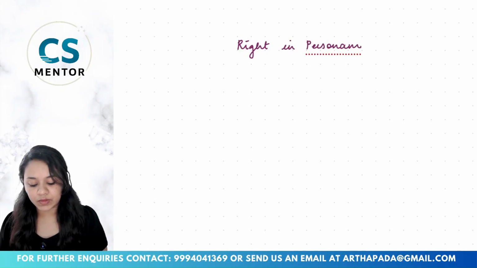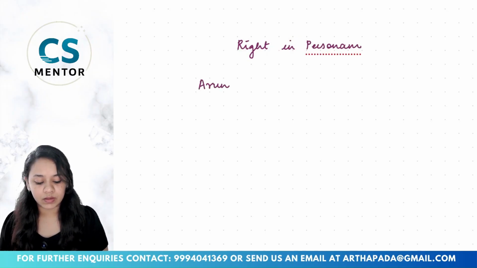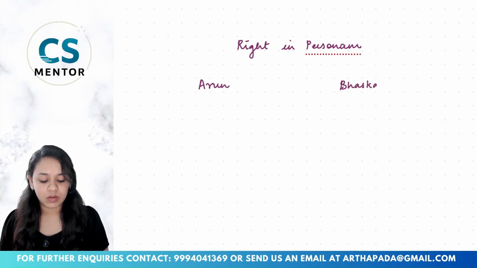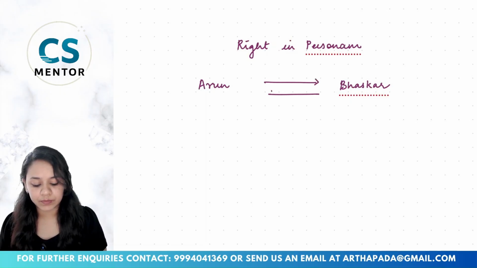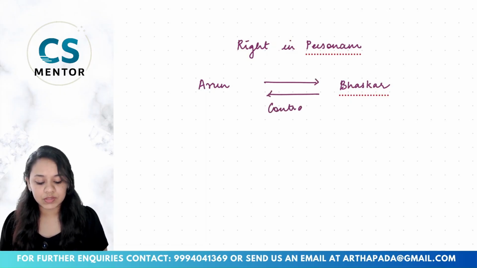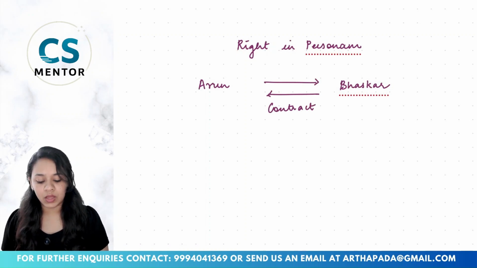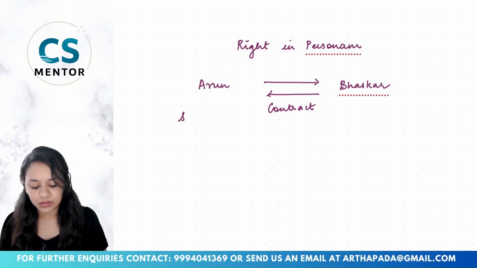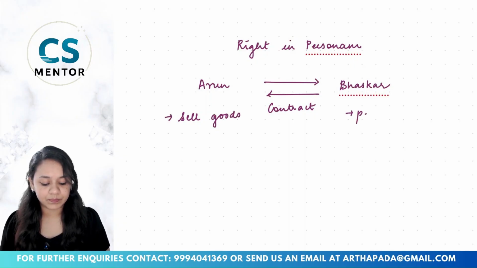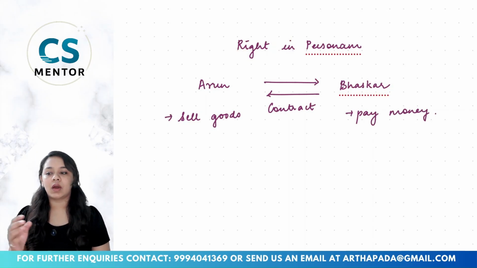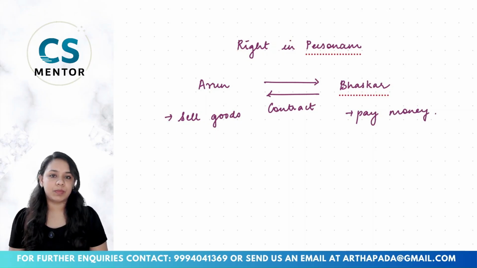So let's say we have two people, Arun and Bhaskar. Now, Arun and Bhaskar are two people who decide to enter into a contract. So, in this contract, we'll make it a very simple contract. Arun has, in his part of the contract, decided to sell goods, and Bhaskar will pay money. So, it's a simple arrangement where Arun is selling some goods and Bhaskar is going to pay money for it.